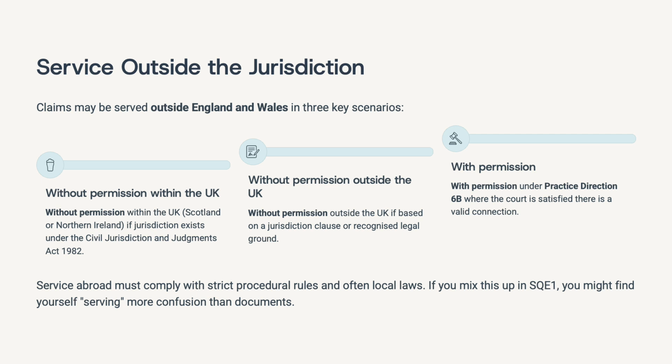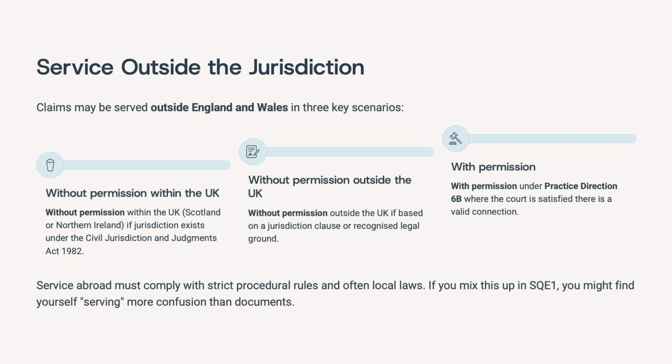First, you may serve within the UK, say in Scotland or Northern Ireland, without permission under the Civil Jurisdiction and Judgments Act 1982. Second, you may serve outside the UK without permission if there is a jurisdiction clause or a valid legal basis. Third, you may apply, and that's what works most of the time, for permission under Practice Direction 6B. You don't need to memorize them, where there is a strong connection to England and Wales.